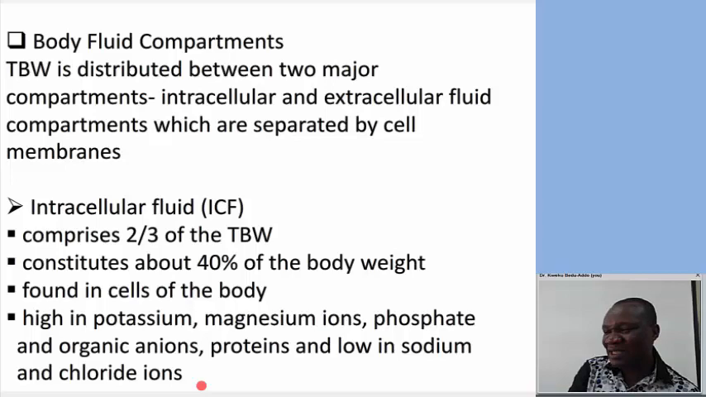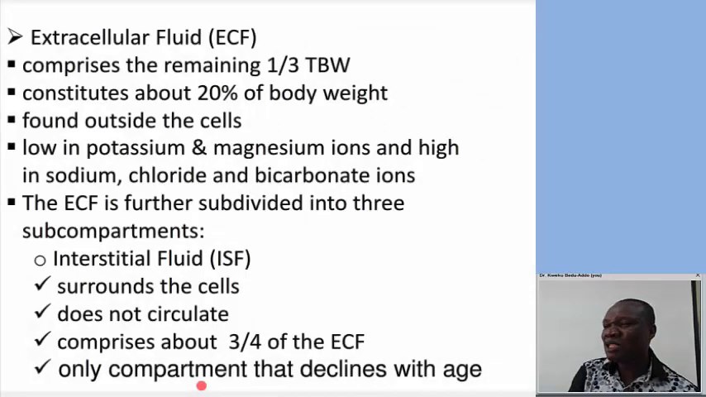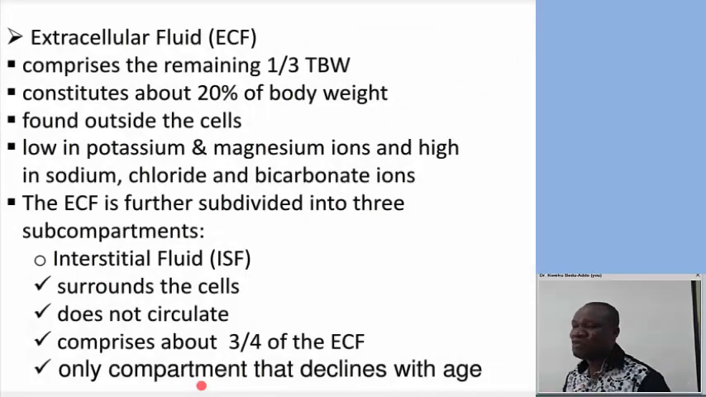Now, the next fluid compartment is the extracellular fluid compartment. So we said that 2/3 of the total body water is intracellular. The remaining 1/3 is extracellular. So this will constitute 20% of the body weight, and is the fluid that is found outside the cells.